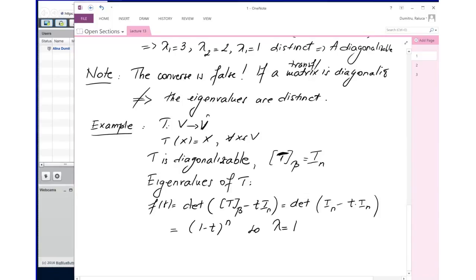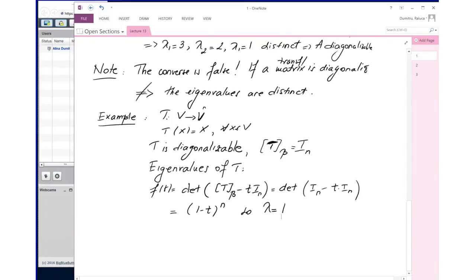Anyways, it doesn't have n distinct eigenvalues, right? That's where we're going with all this, to show that the converse is false. But we're going to say that it actually has one eigenvalue of multiplicity n because it appears n times, right? n is the power of 1 minus t. So we'll talk more about the multiplicity later.